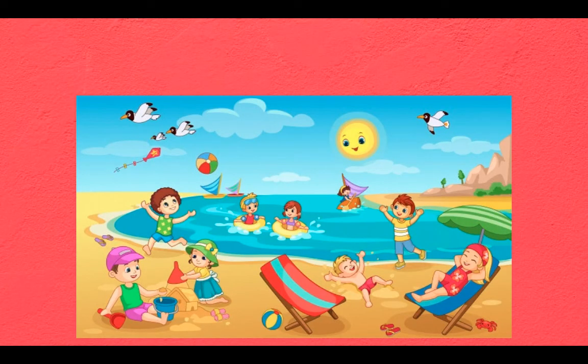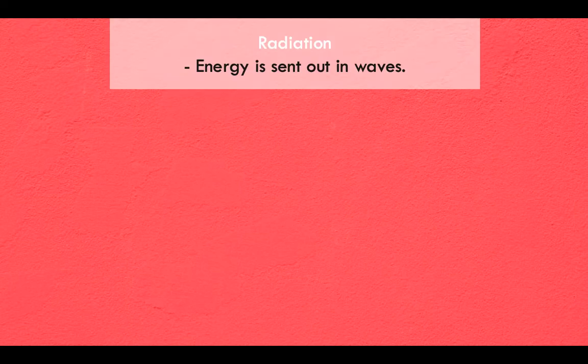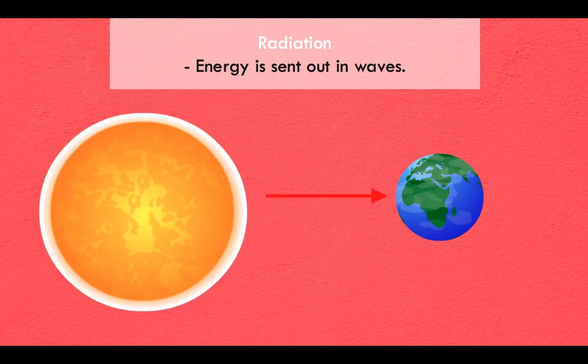Look at this picture. It seems that the kids are enjoying the heat of the sun, touching their skin while on the beach. This heat energy from the sun is called radiation, or sometimes radiant energy. Radiation is an energy transfer through waves. Remember, there are no particles between the sun and the earth, so heat cannot travel by conduction or by convection.